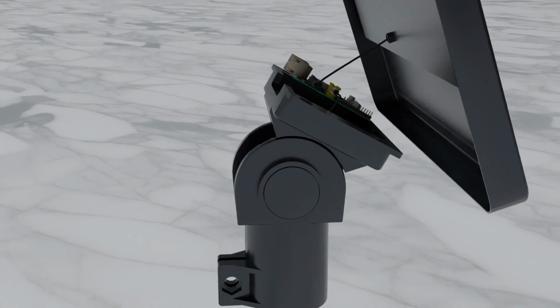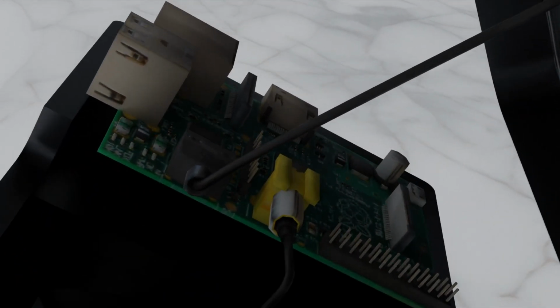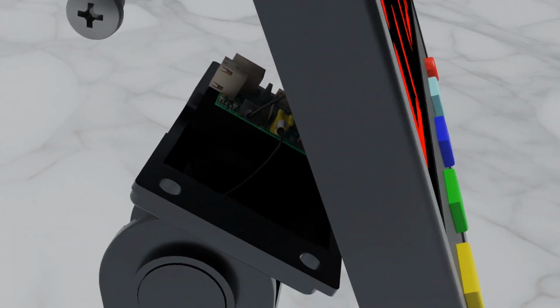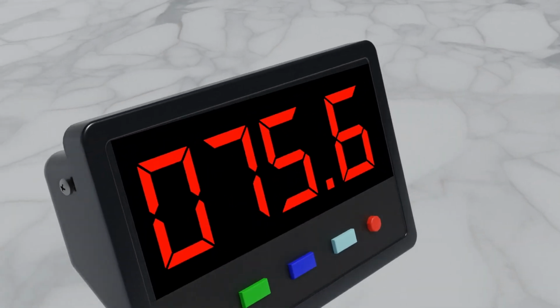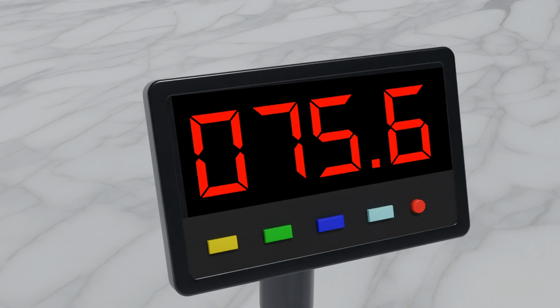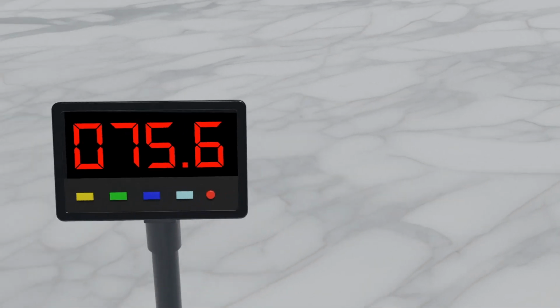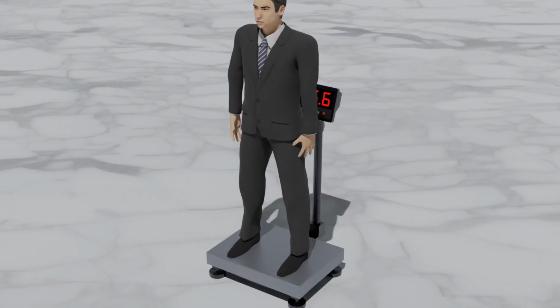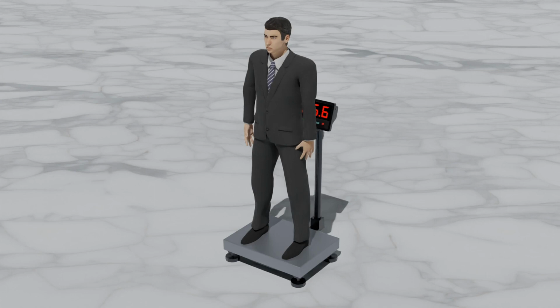The digital signal representing the applied force is processed by a microcontroller or digital signal processor. This processing may involve filtering out noise, compensating for environmental factors such as temperature fluctuations, and performing mathematical operations to convert the force measurement into a weight reading. And this is how a weighing machine works.